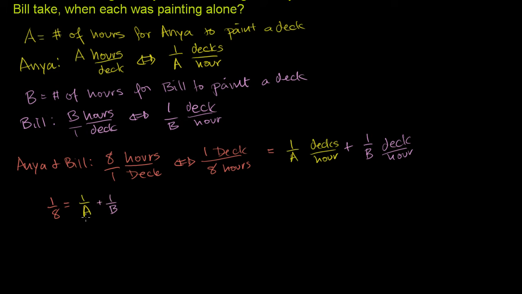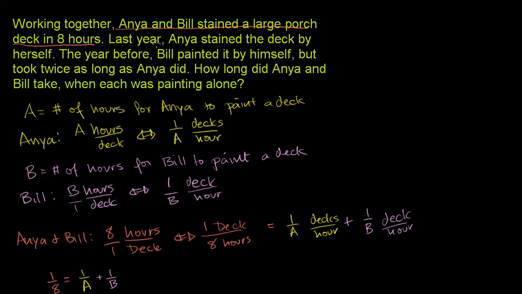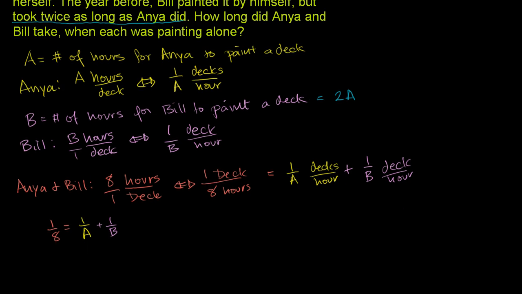Now, we have two unknowns, so we need another equation if we're going to solve these. It tells us right here, the year before Bill painted it by himself, but took twice as long as Anya did. So the number of hours it takes Bill to paint the deck is twice the number of hours it takes Anya to paint a deck. So B is equal to 2A.